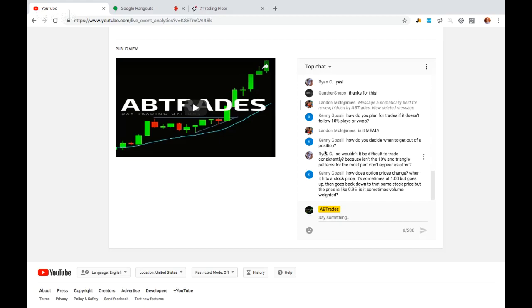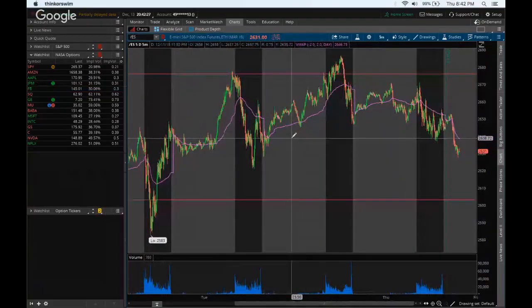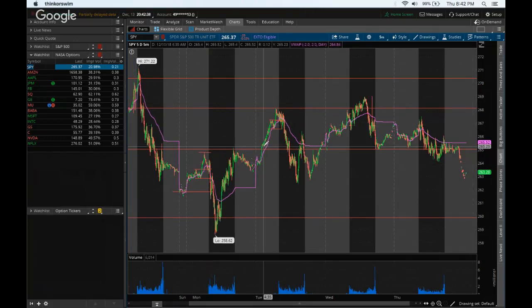When to get out of a position. Okay, so how do I decide when to get out of a position, and how do I plan for when it's not a 10% play? When it's not a 10% play, I look for triangles. That's the only thing I do. So if it's not classified as a 10% play, then I look for a triangle.